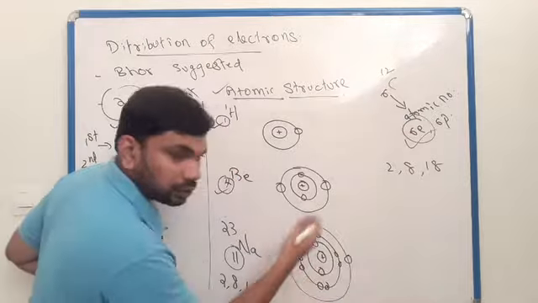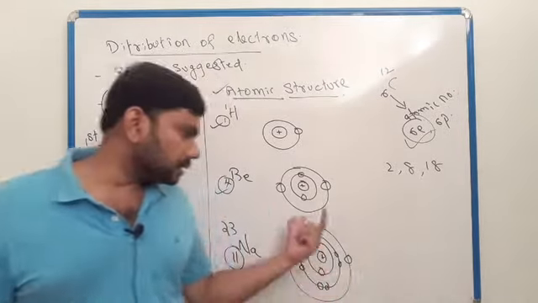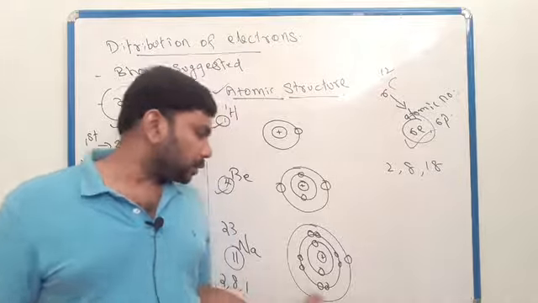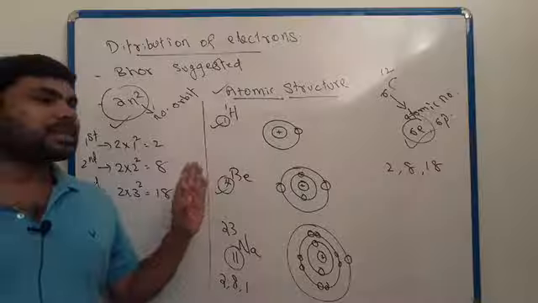So we have to do here 2, 8, 1. You can put this electron anywhere. It doesn't matter. You can put it anywhere in this orbit. Okay, so 2, 8, 1. This is the atomic structure of sodium. You can do any element this way. And also here you can see there are many elements with their atomic structure.